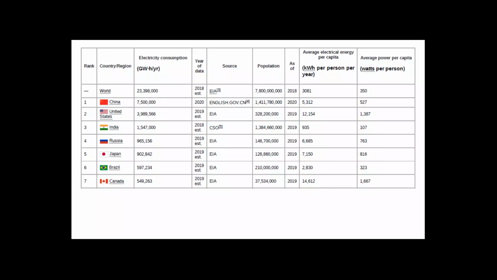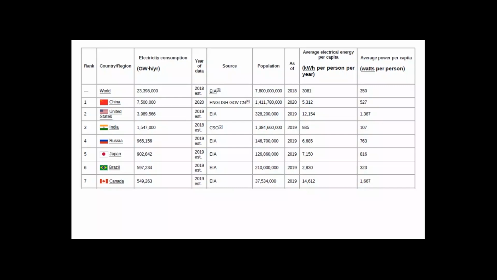Whereas the United States, with a much smaller population, uses 3,989,566 gigawatt hours. So per person, this is much, much higher. And India's, of course, is very low, although it has a third highest energy consumption, 107. Notice Canada, per person, has a very high per capita use.